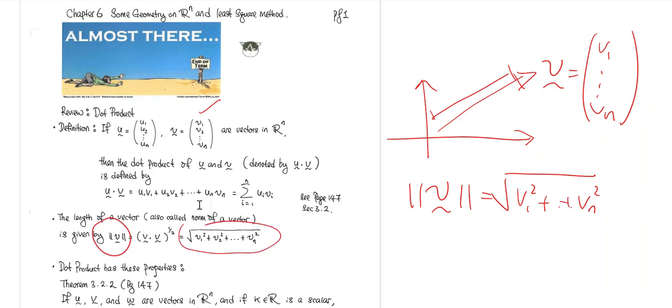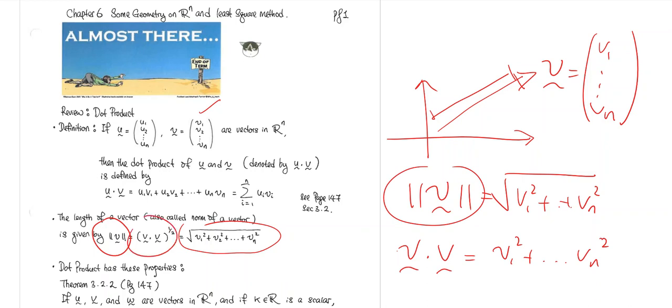And we can also get it by taking the dot product of the vector v by itself, because if you take the dot product of v by itself, you get v1 squared all the way to vn squared. So this magnitude is nothing but the square root of this dot product. So these are things that you should know by now. This is not supposed to be something that you haven't seen before.